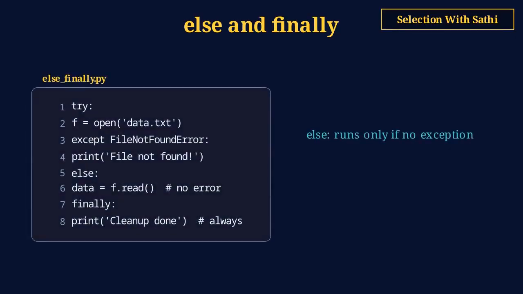Let's know the common exceptions. ValueError occurs when a function gets the right type but wrong value, like int of ABC. TypeError when you mix incompatible types, like string plus integer. KeyError when you access a missing dictionary key. IndexError when you go beyond a list's bounds.